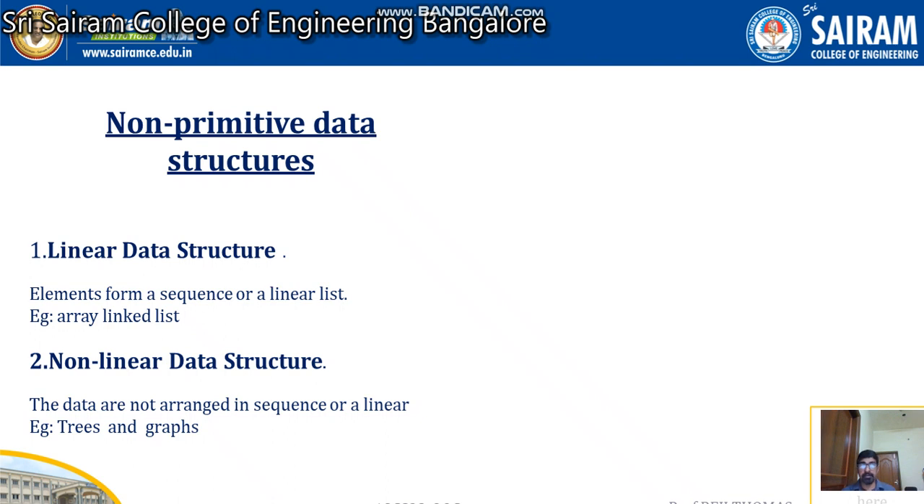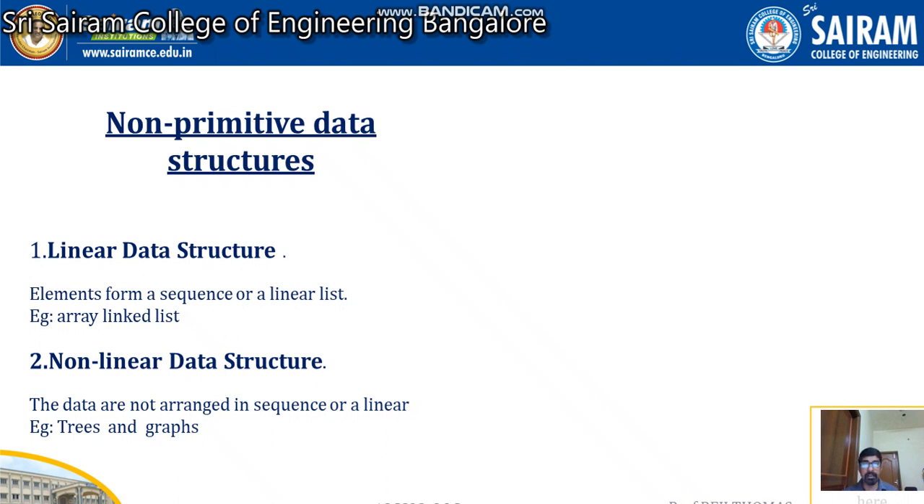Again, this non-primitive is classified into two categories. First one is linear data structure and second one is non-linear data structure. So let us see what is this linear and what is non-linear. This name says linear is nothing but it's a sequence. So data are stored one after the other, in linear format. This is known as linear data structure. And what is non-linear? So data are not arranged in a sequence or linear fashion.